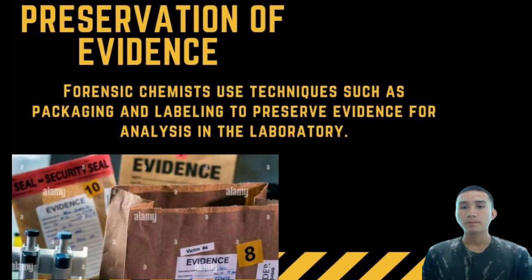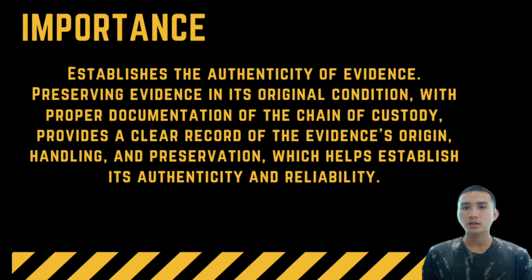Number 3. Preservation of evidence. Forensic chemists use techniques such as packaging and labeling to preserve evidence for analysis in the laboratory. Importance of preservation of evidence: it establishes the authenticity of evidence. Preserving evidence in its original condition with proper documentation of the chain of custody provides a clear record of the evidence's origin, handling, and preservation, which helps establish its authenticity and reliability.